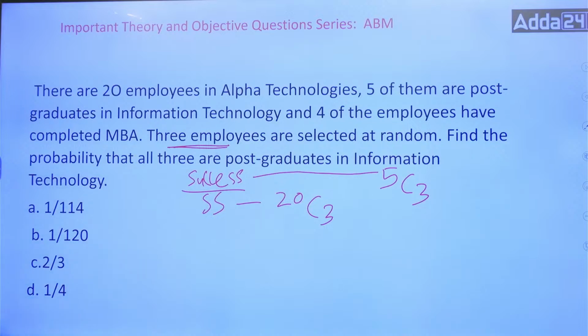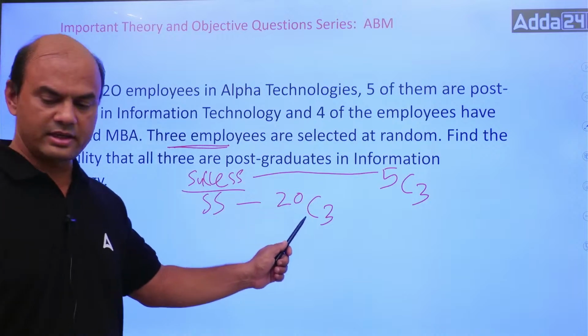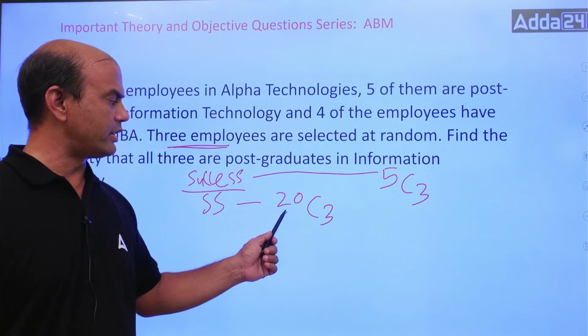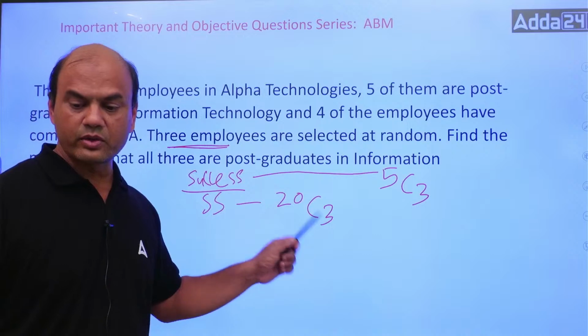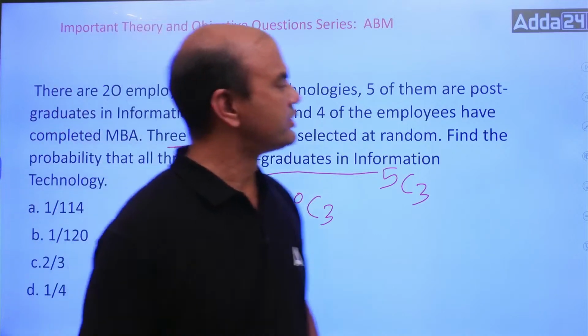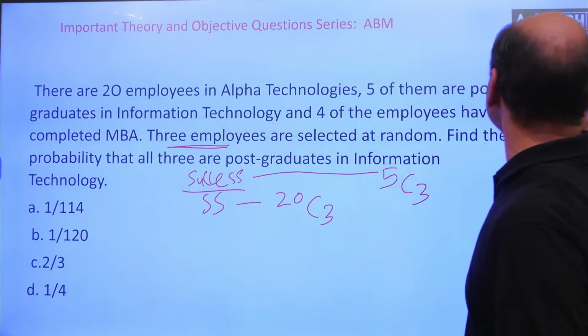20C3. Do it. 20 factorial divided by 3 factorial into 17 factorial. 17, right? Are you getting this? 20 factorial upon 3 factorial into 17 factorial. N minus R. Okay? NCR is N factorial upon R factorial into N minus R factorial. So solve it. What are you getting?